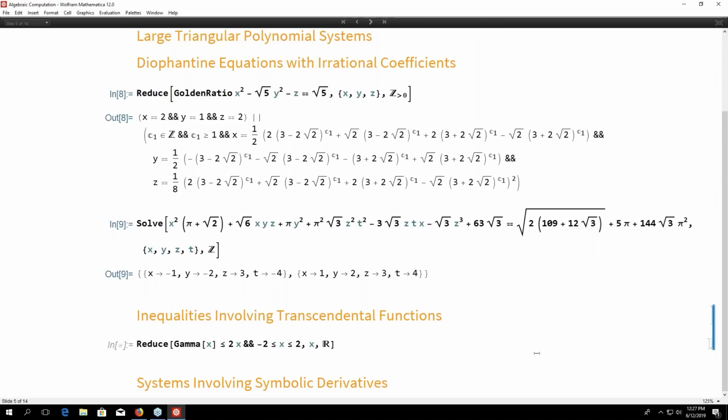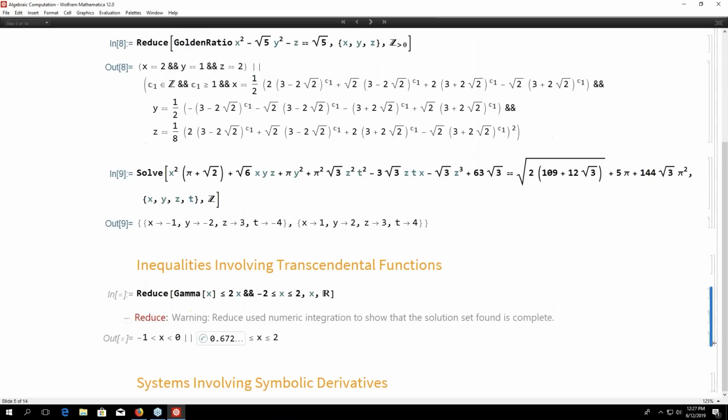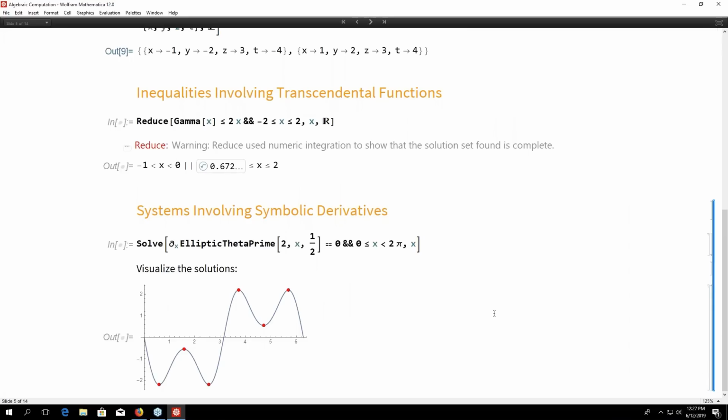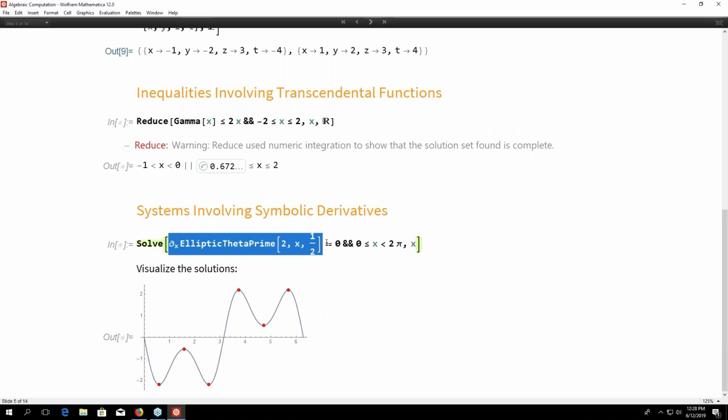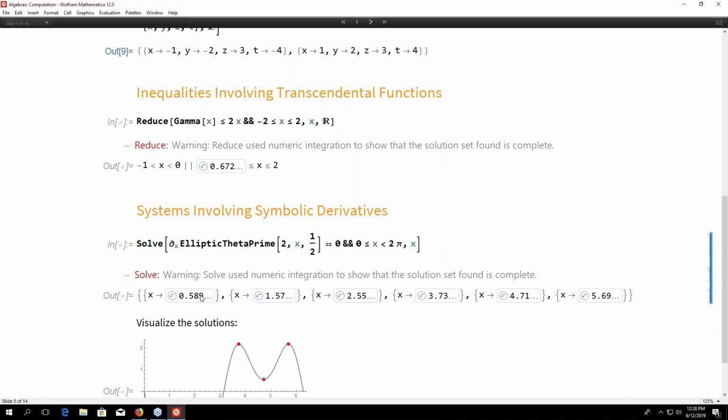Another area where we have extended the functionality is solving inequalities involving transcendental functions, especially functions that are meromorphic. So now we can exactly find the roots and hence solve inequalities involving meromorphic functions. Here's the solution, and here is a system involving a symbolic derivative. So this derivative does not have a closed form solution. Nevertheless, we are able to find its zeros exactly as those root objects.